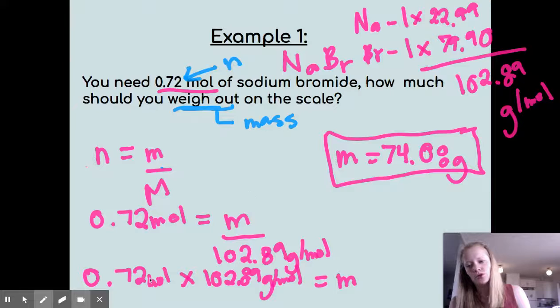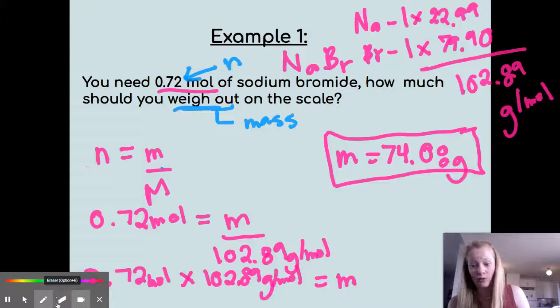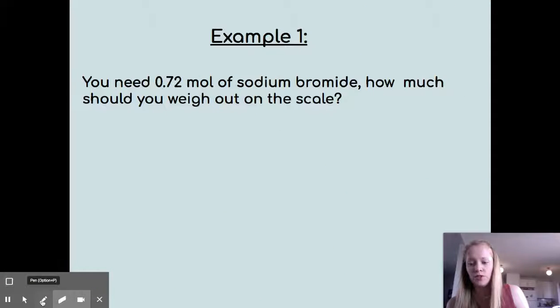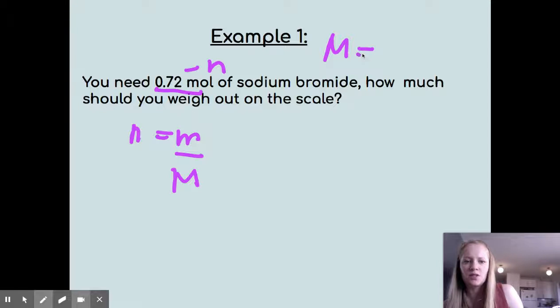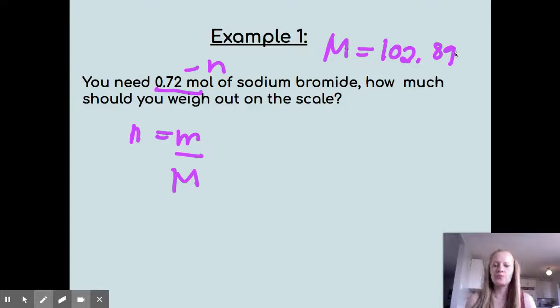Okay, so to show you the other approach to it, if you don't like the algebra way, you still will have to do some math. Okay, so you still have your formula n is equal to little m over big M. Nothing's changed. You still know this. 0.72 is n. And I've actually calculated it already because we did it, was 102.89. Okay, so I have some people who like to memorize formulas because they don't love the math. That's fine by me. It's up to you. But the math skills do help you out eventually.